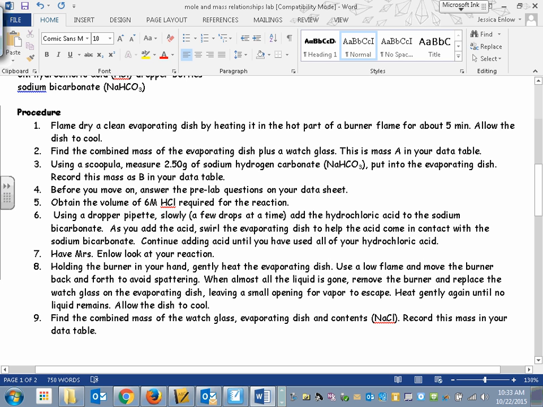So maybe while one person's prepping the lab by getting the evaporation dish and everything taken care of, massing it, another person's going to read, 2.5 grams of sodium hydrocarbonate, aka sodium bicarbonate, thank you. And that's going to be what you record. So maybe one or two people can work on that. But then it says, before you move on, answer pre-lab questions on your data sheet. That's what I need to see before you really start the reaction.